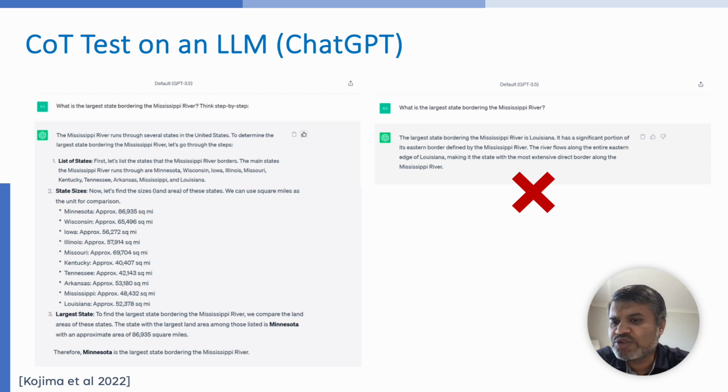And as you can see, if it makes some mistake, let's suppose in the area of some state or the states bordering the Mississippi River, it's much easier to find here. But on the right-hand side, where we don't ask it to reason or give us the intermediate steps, it's so difficult to understand why the model is doing what it's doing.